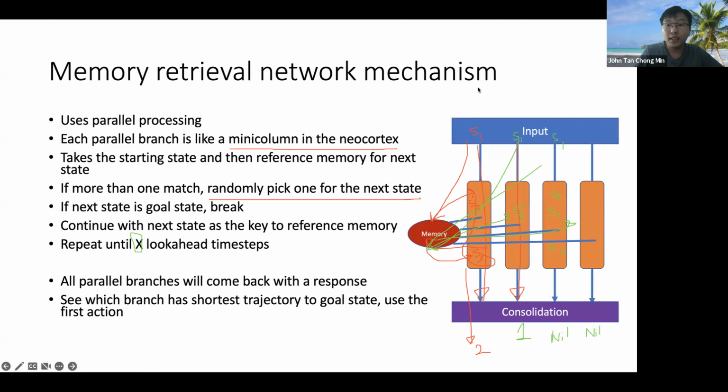So what we can do next is find out, oh, this is 1 step, this is 2 steps. I can then focus on this one and say that I will pick the more efficient option. I will go with this 1 step, from state 1 to state 3 directly. So see which branch has the shortest trajectory and use the first action from that trajectory. The action that I took to get to state 3, this action A, will be the action that I execute.